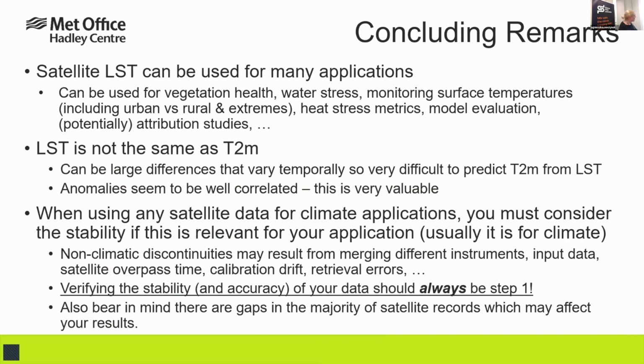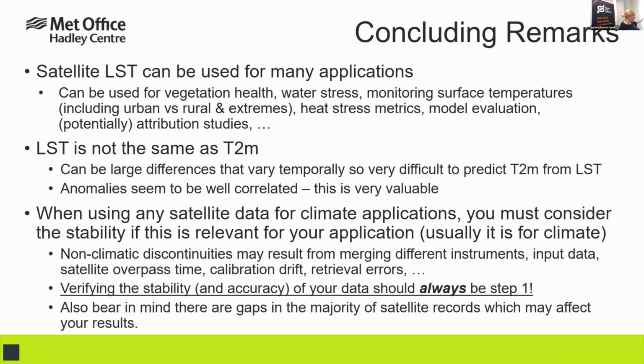So, concluding remarks: satellite LST can be used for many applications. There's lots of applications I've not talked about. You've heard lots about them, I think, in this workshop already. Some examples are listed there. Very important, LST is not the same as 2 meter air temperature. There can be very large differences that vary temporally and spatially. It's very difficult to predict it from LST. My personal opinion is that anomalies are probably the way forward here because there's a good relationship there.